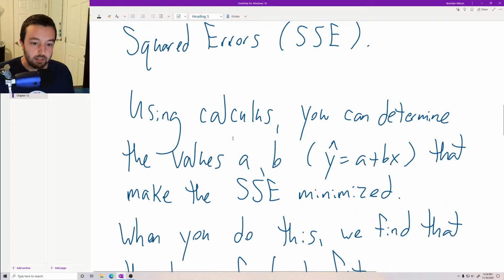So the reason that we get these values is because this is what minimizes the error, and that's what we want. We want the error to be as small as possible.